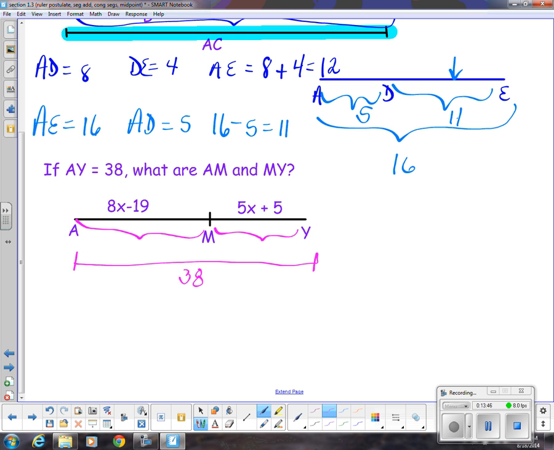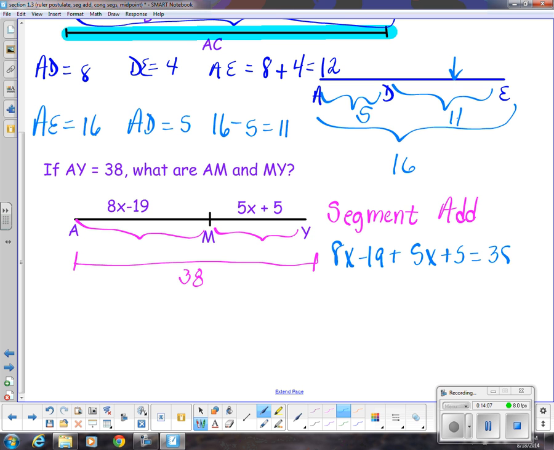So you are going to use the segment addition postulate to write an equation in order to find x. And what it says is take the first part, which is 8x minus 19, add to that the second part, and what should it give you? It should give you the whole. And if I ask you why, remember justify, justify, justify, you will tell me because of segment addition.